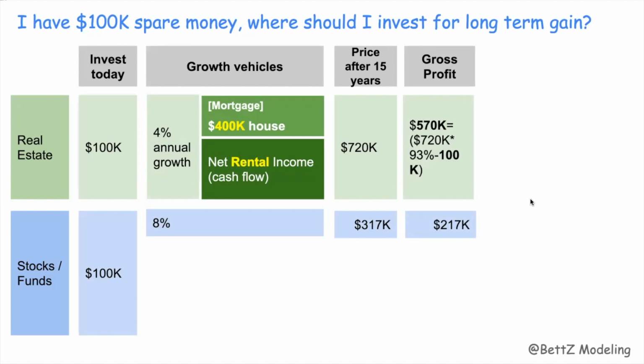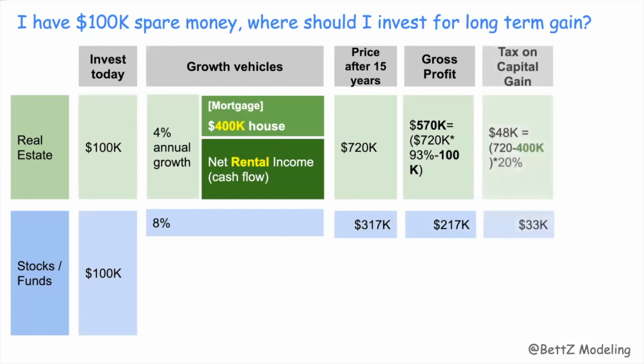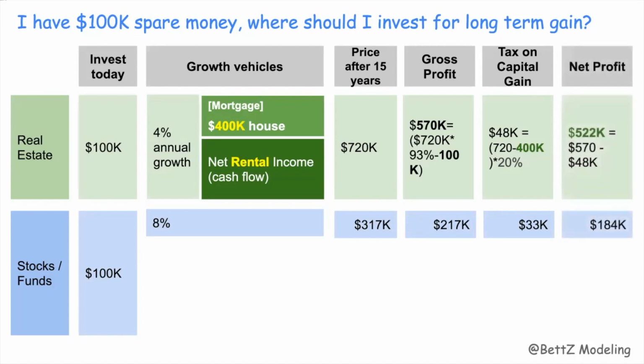Another interesting part is tax on the long-term capital gain. For the house, the tax is on top of 320K instead of 570K because you already paid tax over the years on the principal paid in your mortgage. Now you can see the net profit between those two investments, 522K versus 184K, or 522% return on the investment from the house versus 184% in stocks.